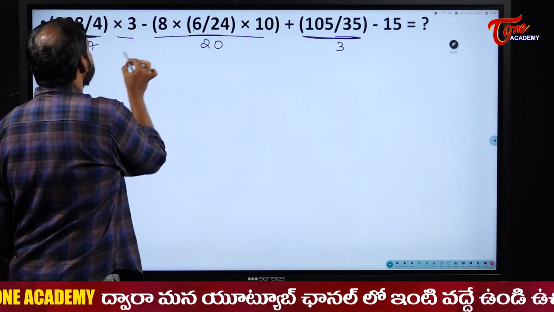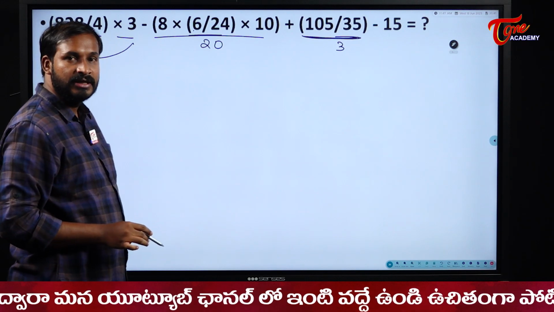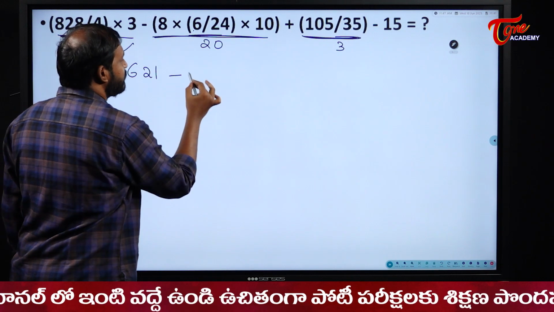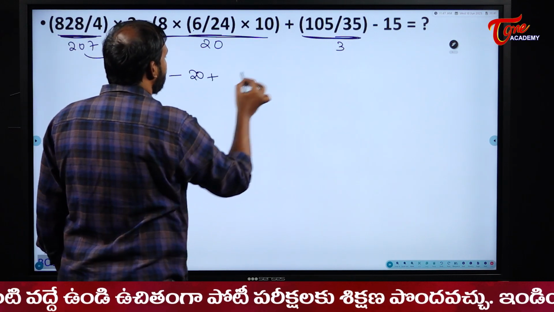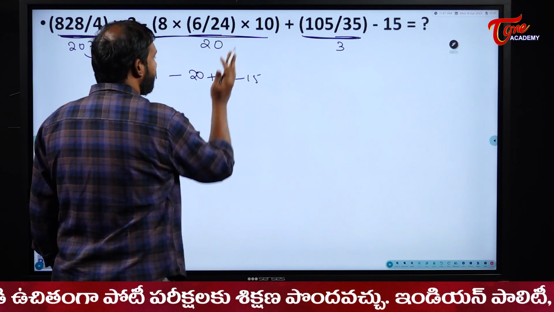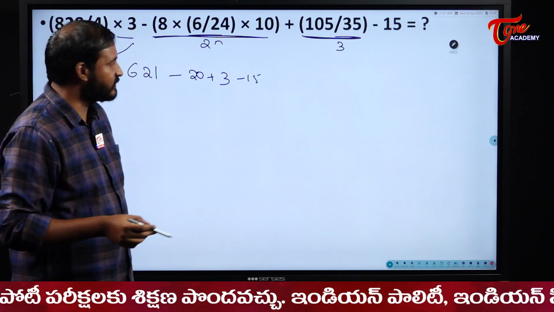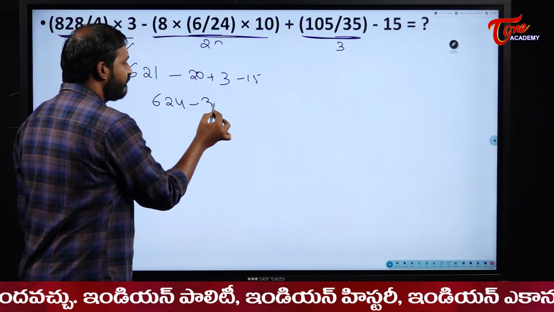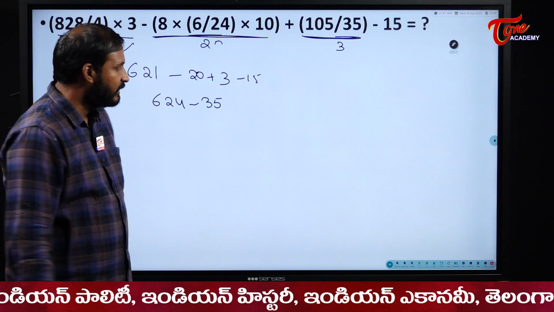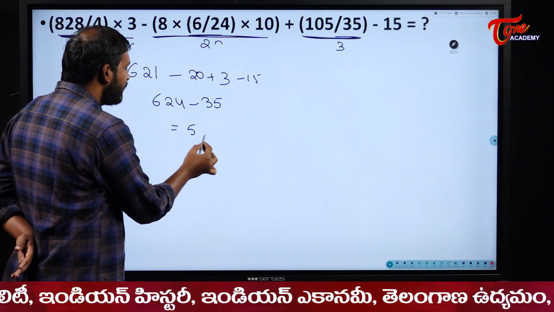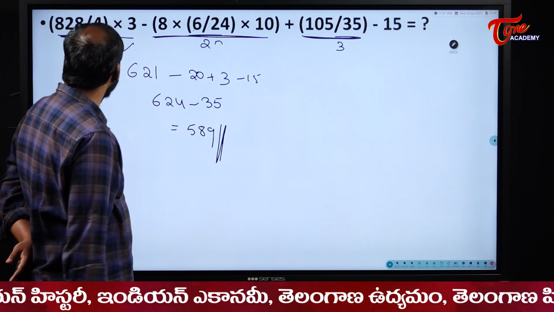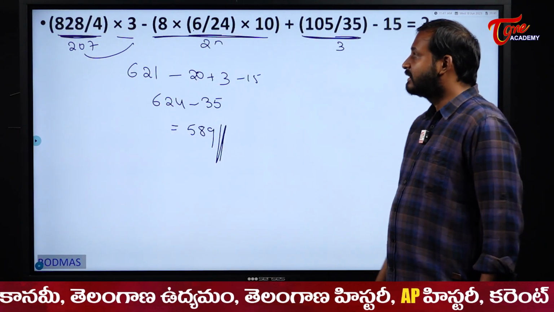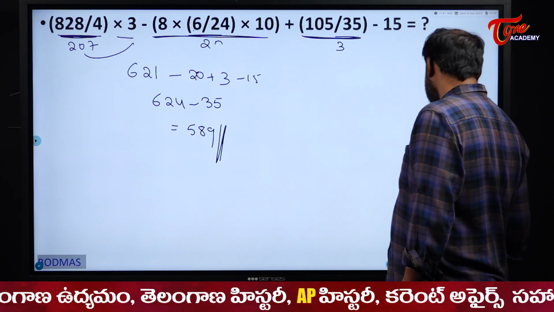207 into 3, it becomes 621. Minus this complete value, which is 20. Plus this complete value, which is 3 minus 15, as I already told you. So 624 minus 35. What does it become overall? 589. It becomes 589 for us. Understood? This is how we need to solve this problem.